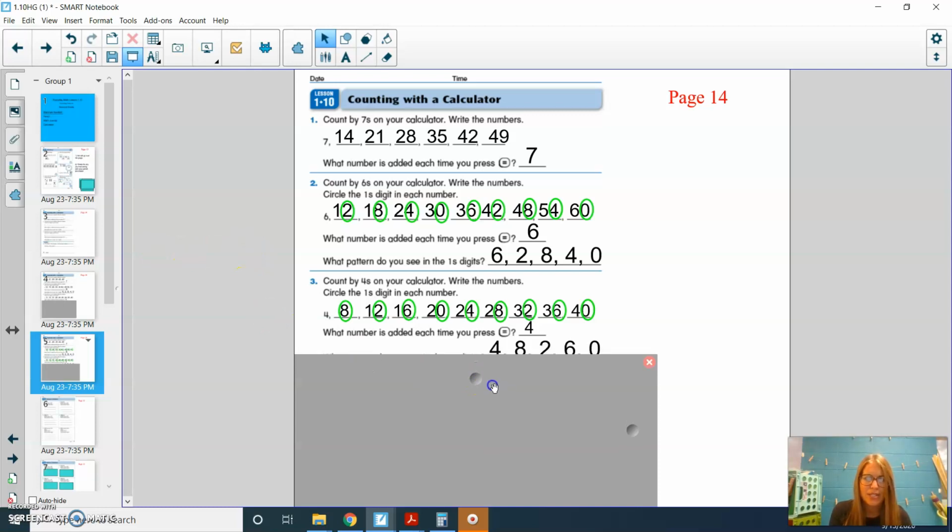And just like what we saw in number 2, noticing how our ones digit numbers are repeating. So I have my 4, 8, 2, 6, 0. 4, 8, 2, 6, 0. And even if I continued on with my count, I would still have that same pattern in my ones digit.